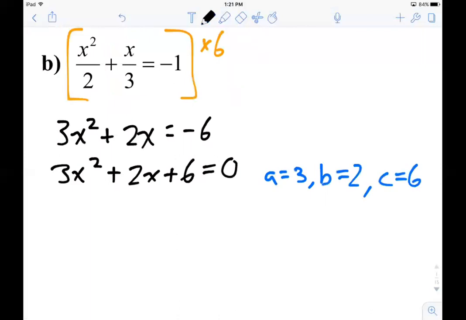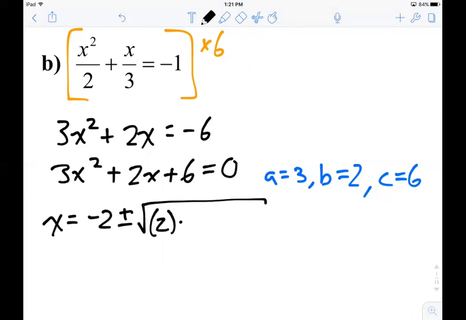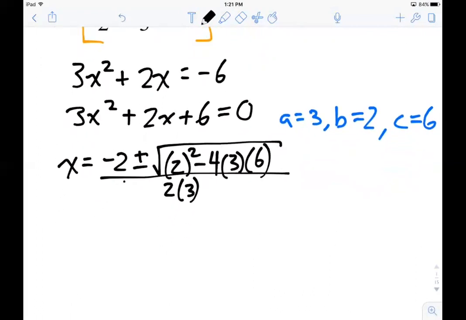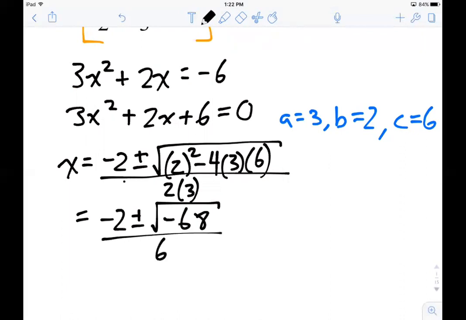Let's substitute in. The x values I'm looking for then are going to be negative 2 plus or minus the square root of 2 squared minus 4 times 3 times 6, and that's all over 2 times 3. So it's going to be negative 2 plus or minus. On the inside of this bracket, it actually works out to negative 68. And then that's all over 6.